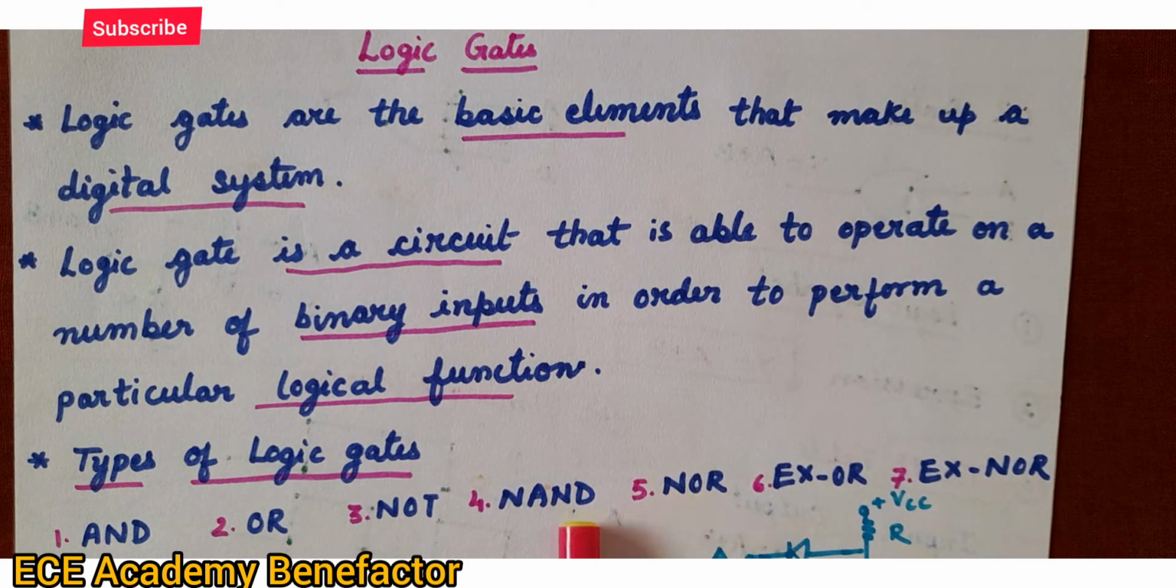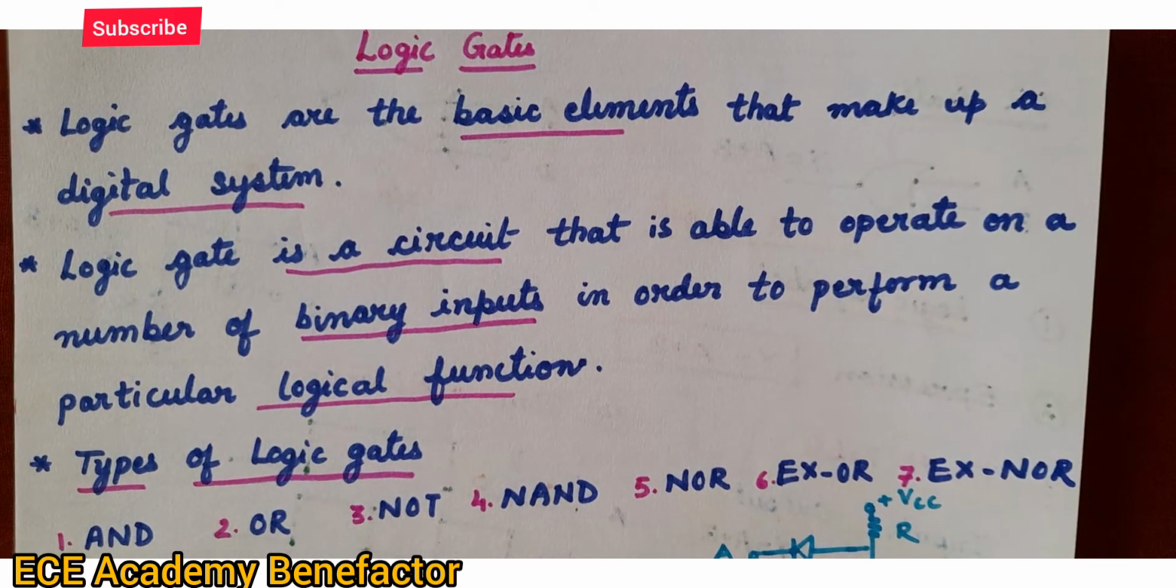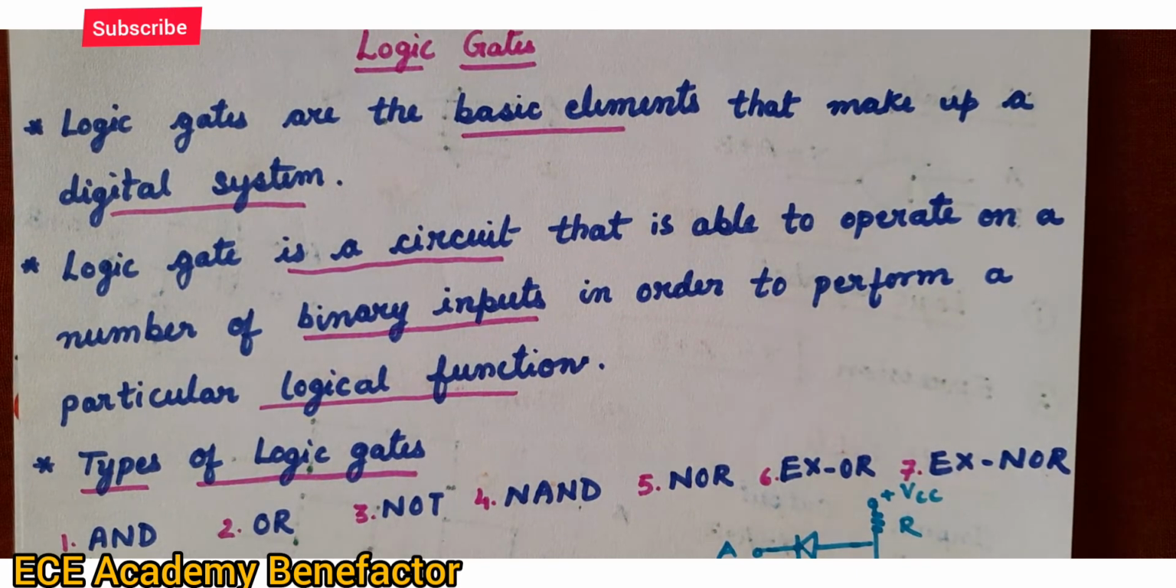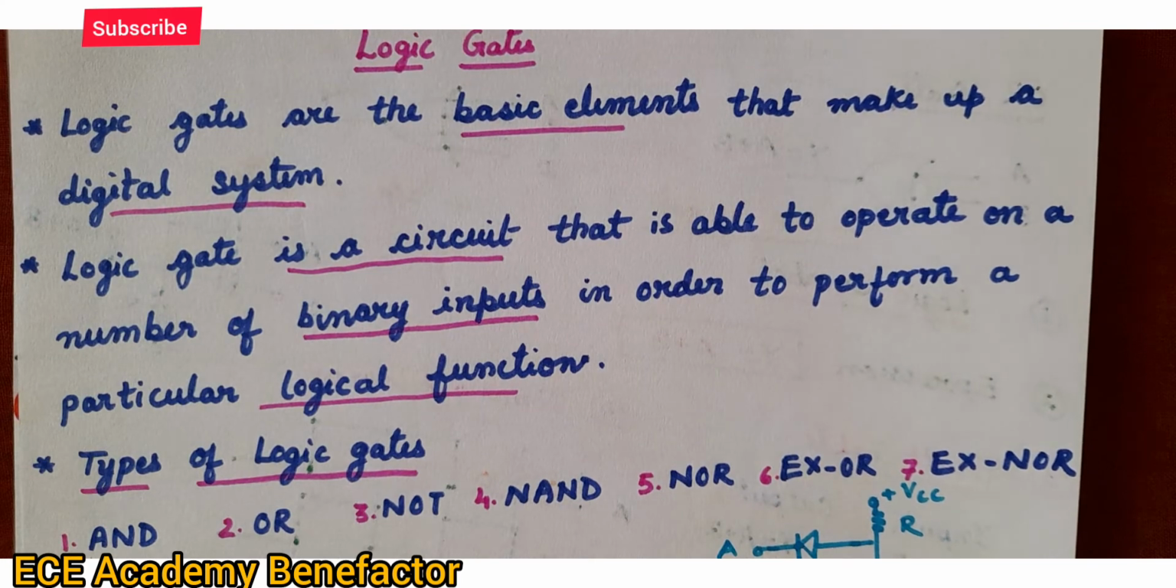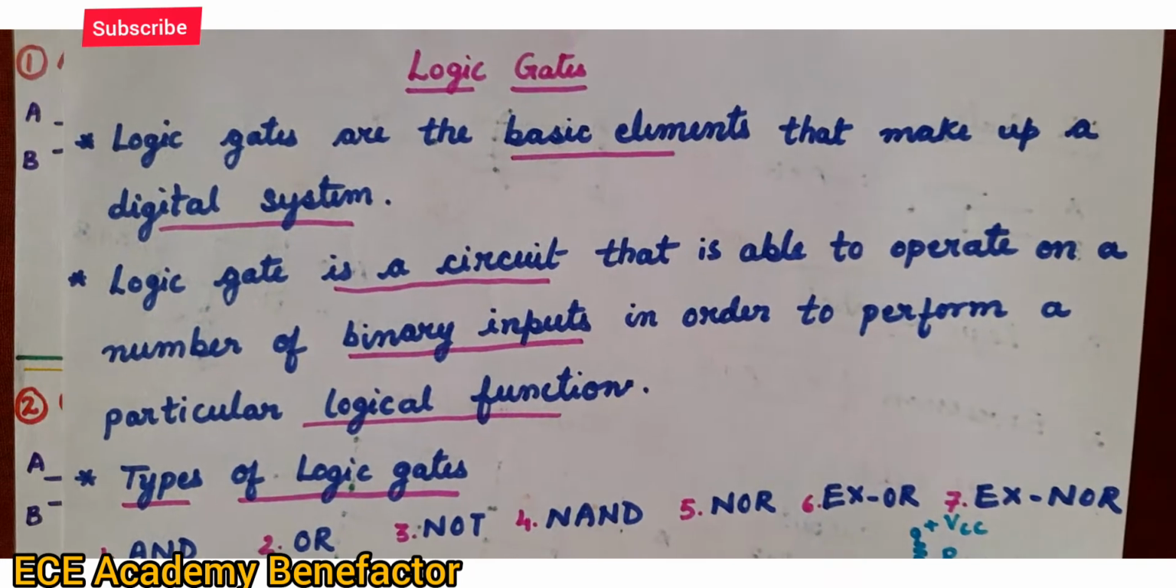NAND and NOR are universal gates because we can implement any of the basic gates using NAND as well as with NOR. So logic gates are the basic elements that make up a digital system by taking binary inputs and performing particular logical functions. Let us start with the first gate, the AND gate.